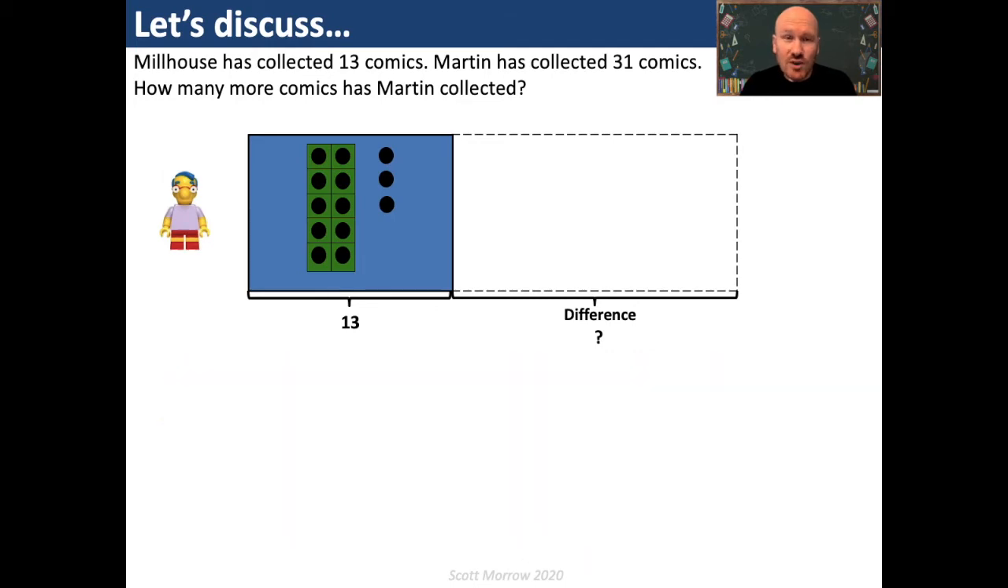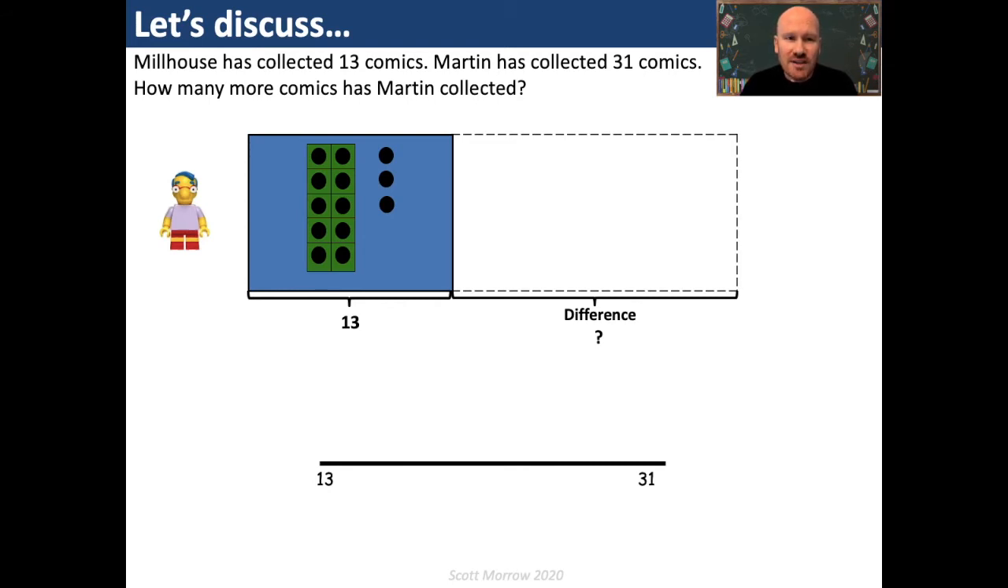Now I'm going to use the resources to help me, and I'm going to record those steps on a number line. So I'm starting with the 13 that Milhouse has got, and I'm going to count on to the 31 that Martin has. Now I could do this one at a time. I could start at 13 and count 14, 15, 16, 17 and so on. Or is there an easier way to do this than having to count one at a time?